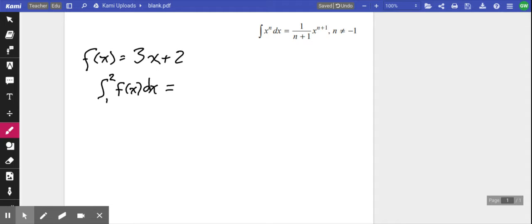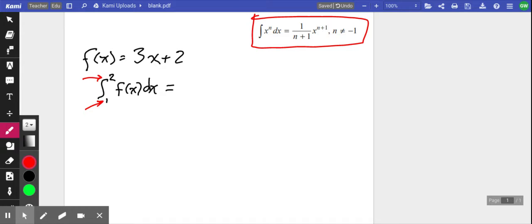Okay, let's take an integral of this function of x. The function is 3x plus 2, and we're going to evaluate the integral of the function between x equal to 1 and x equal to 2. Well, this is a polynomial, so we're going to use the rules for taking an integral of a polynomial. And it's integrated between x equal to 1 and x equal to 2.